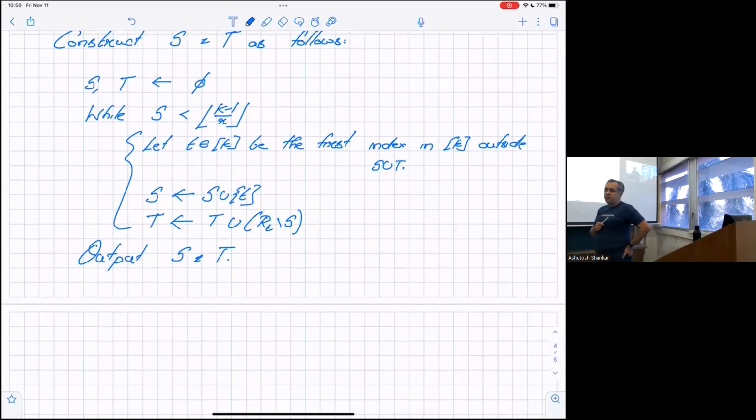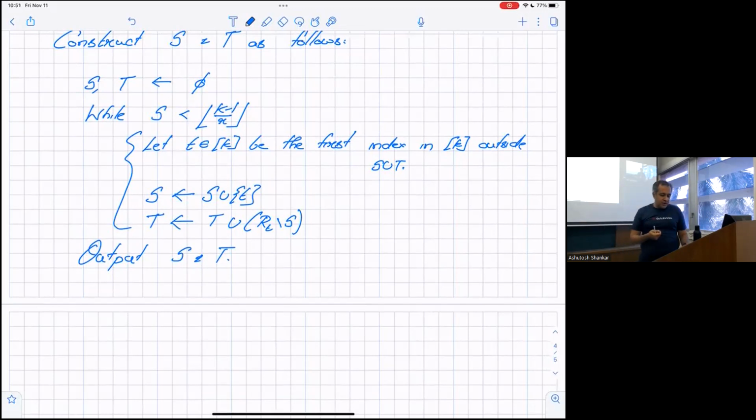Why? The size of S union T is at most R times the number of iterations. But that is in the whole set, so S union T could be larger. I want to say there's an element in K that is not there. Your argument will tell me there's an element in M that is not in S union T. But I want to actually say there's an element in K that is not there.